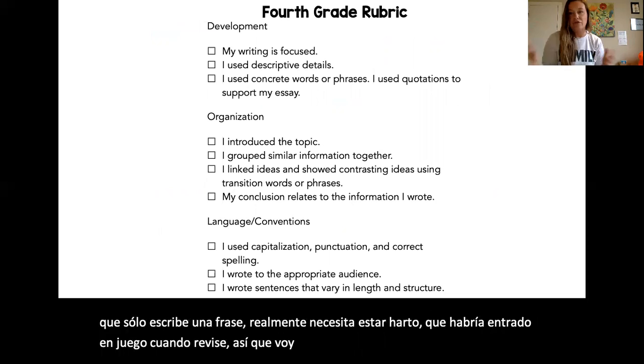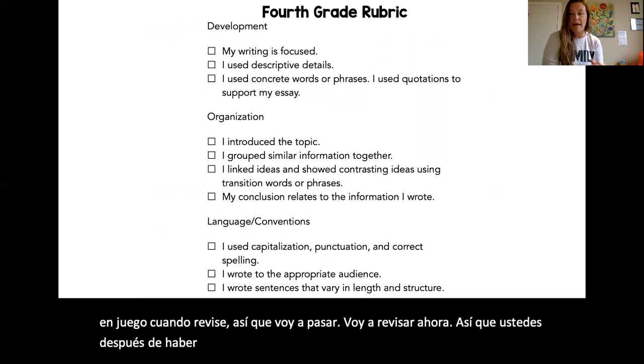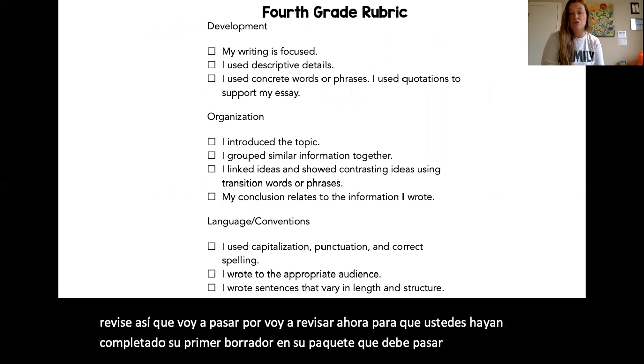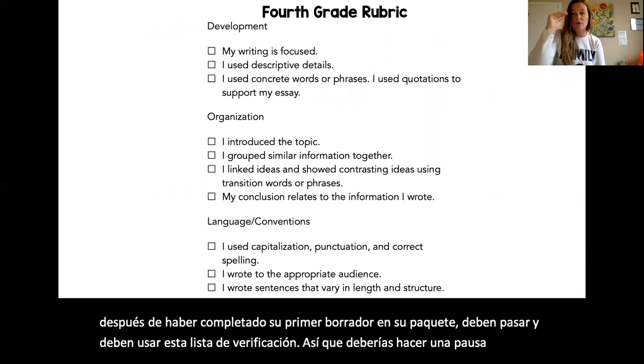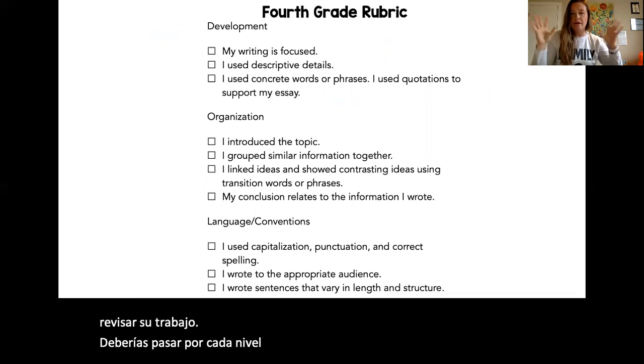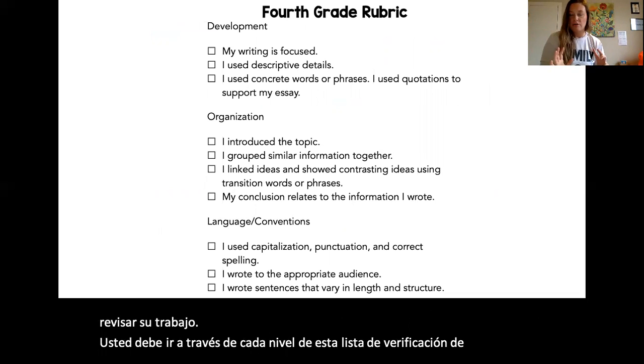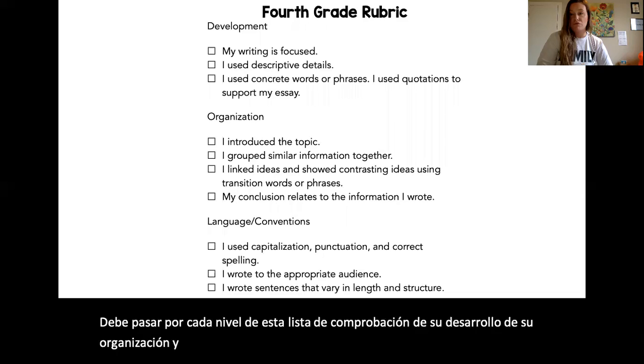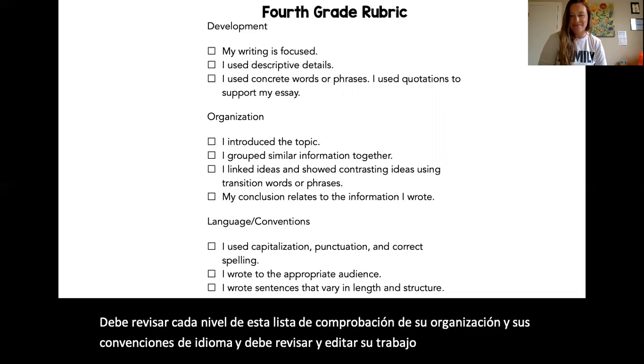So you guys, after you have completed your first draft on your packet, you should go through and you should use this checklist. So you should pause here and you should revise your work. You should go through each level of this checklist, your development, your organization, and your language conventions, and you should revise and edit your work. So go ahead and pause here.